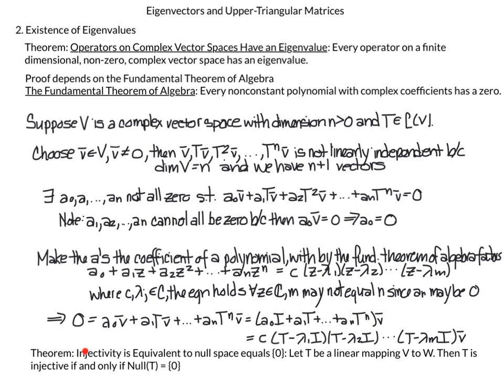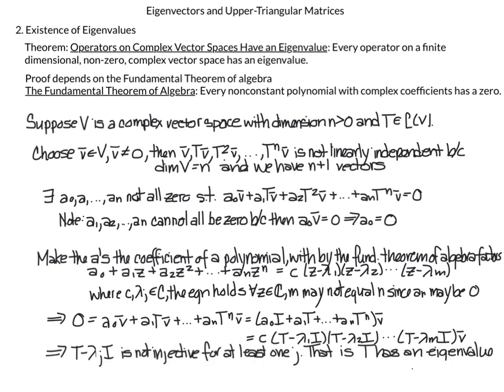We have this theorem from our previous video that says injectivity is equivalent to the null space equaling 0. Here, because we have a non-zero solution to the homogeneous equation, that implies that our transformation is not injective. So what we have then is that one of these T minus lambda j I is not injective for at least one of these j's. That is, T has an eigenvalue.